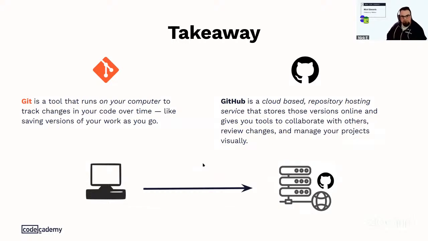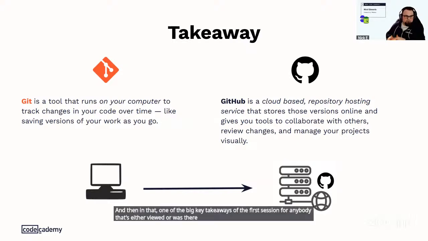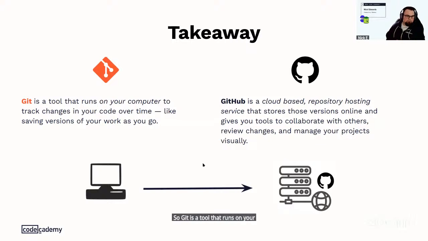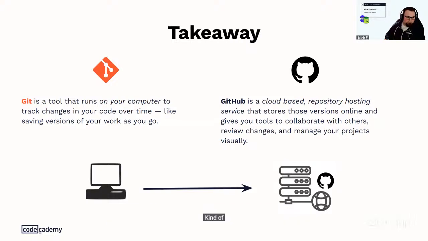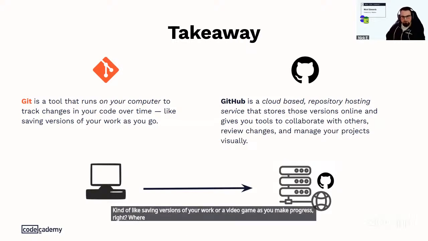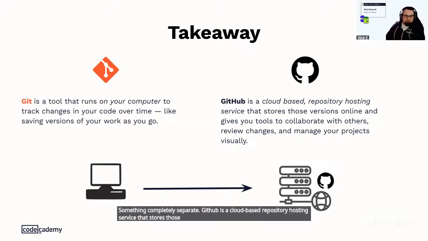And then, one of the big key takeaways of the first session for anybody that's either viewed or was there, you'll remember, we wanted to really differentiate between Git and GitHub. So Git is a tool that runs on your computer, or it's a software, right? It's something that runs on your computer locally to track changes to your code over time, kind of like saving versions of your work or a video game as you make progress, right? Whereas GitHub, something completely separate, is a cloud-based repository hosting service that stores those versions online and gives you additional tools.